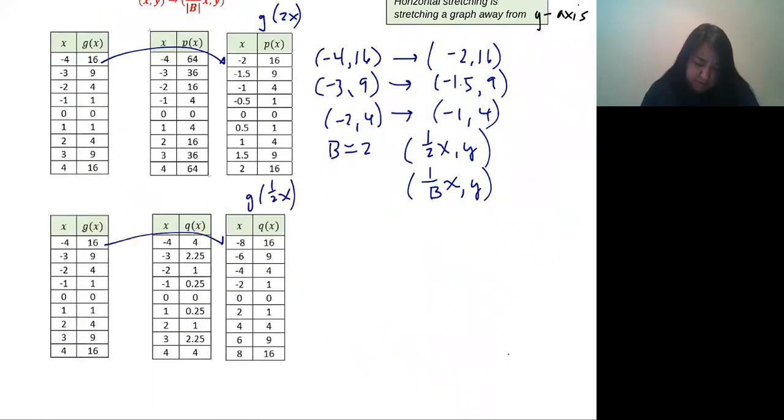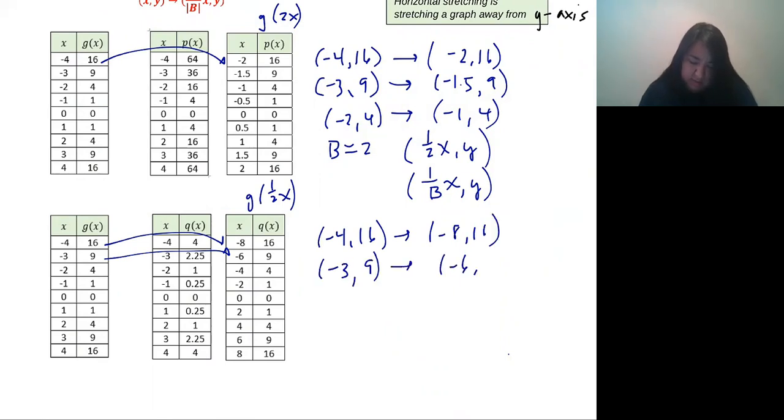Again, I'm going to look at this as a mapping. Negative 416 became negative 816, and negative 39 became negative 6, 9, and you can keep following the pattern. Again, this time my b value is 1/2, but notice that my x values are now being multiplied by 2. So I'm doing 2x, y. And so that really is the inverse of 1/2, which is 2 over 1, or 2x.